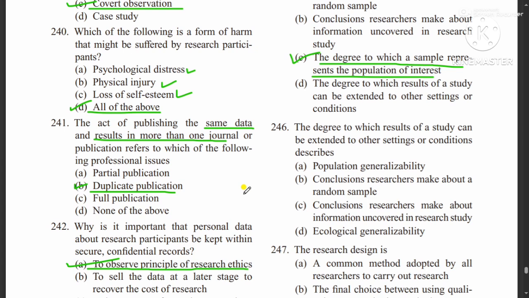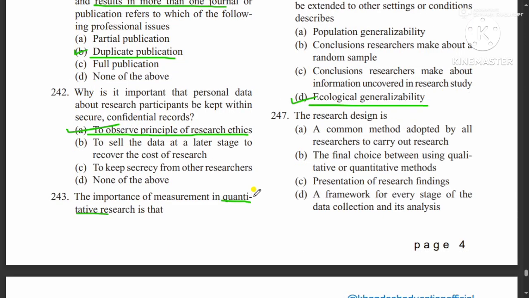Next, the degree to which results of a study can be extended to other settings or conditions describes. Option D is correct. Ecological generalizability. The research design is. Option D is correct. A framework of every stage of the data collection and its analysis because of included research design.